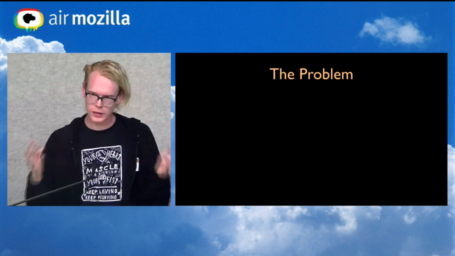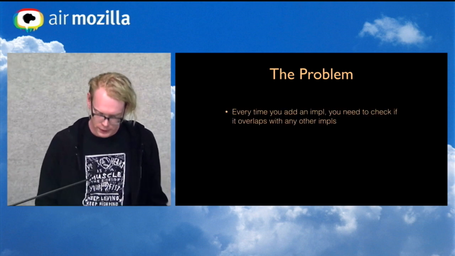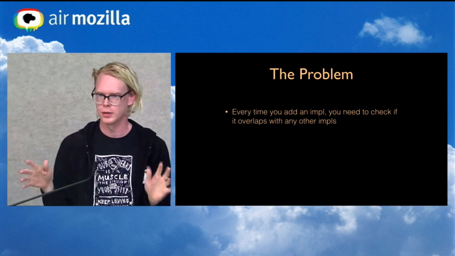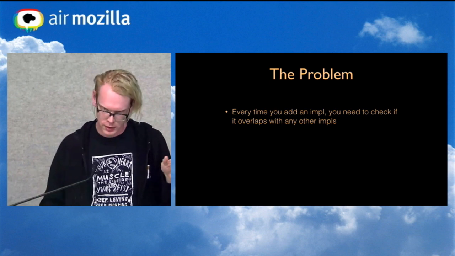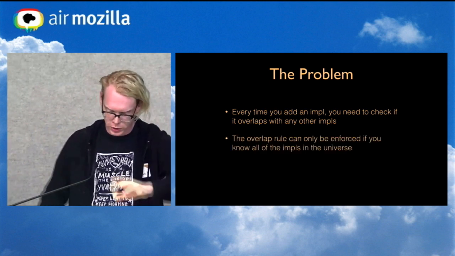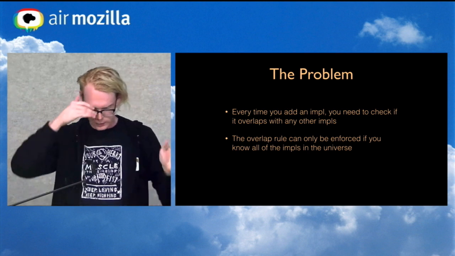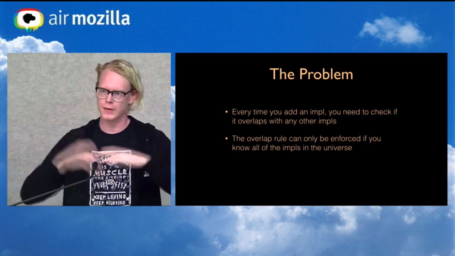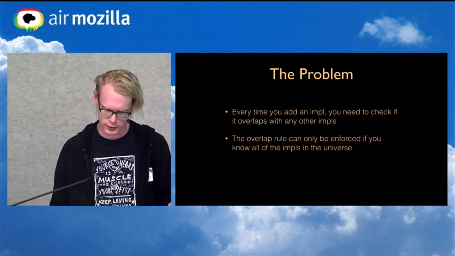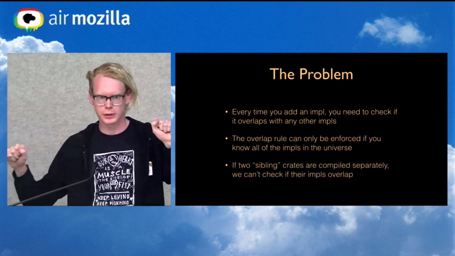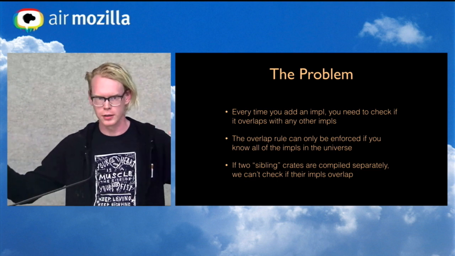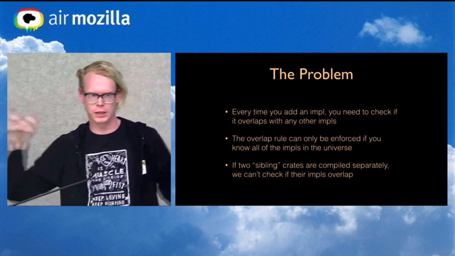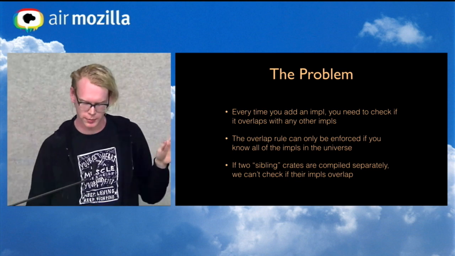And that works, but it presents this problem that every time you add an impl to your system, you need to check it against all of the other impls in your system to make sure it doesn't overlap with any of them. In order to do that check, you need to know about all the impls in your system. So that means you need to have a complete view of the universe when you're performing a coherence check. So if you have these two sibling crates that are being compiled separately from each other, they can't know that they don't have any overlaps in the other crate because they're being compiled separately. It's like a distributed systems problem.